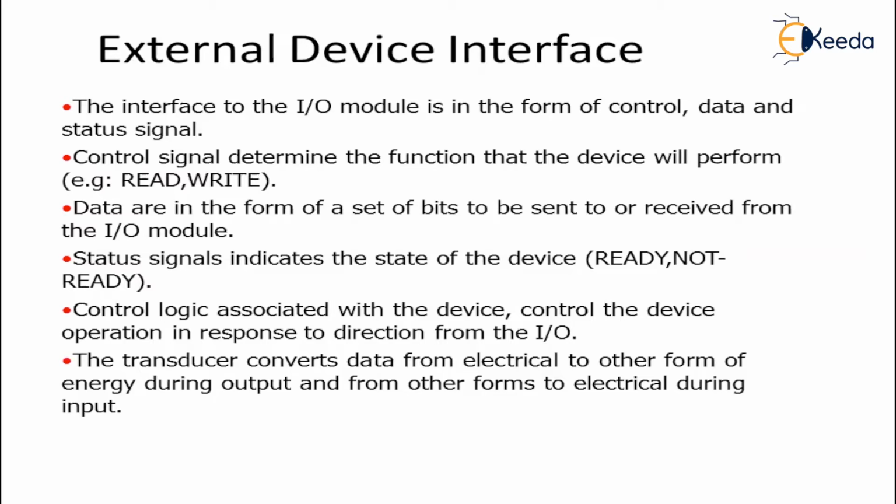Data are in the form of sets of bits to be sent or to be received from the IO module. Now, in the set of bits, we all are aware that the computer operates in the form of binary language, and this binary data is in the form of bits. These bits can be in the form of zeros and ones, which directly communicate with the IO modules.